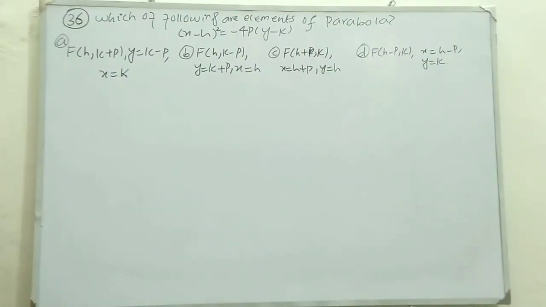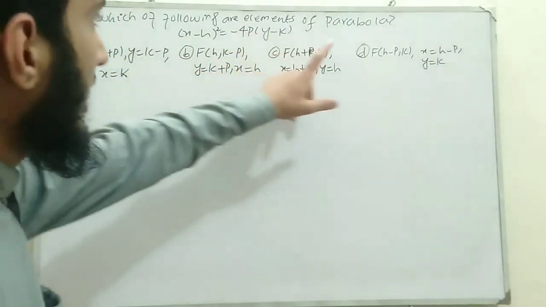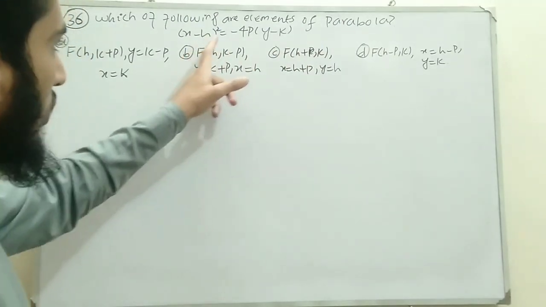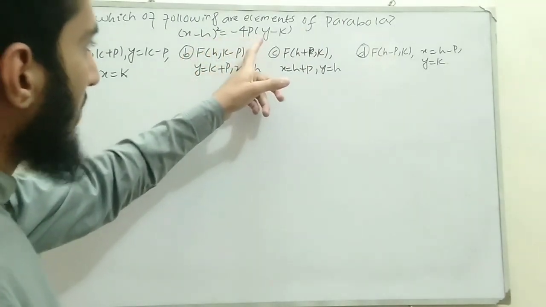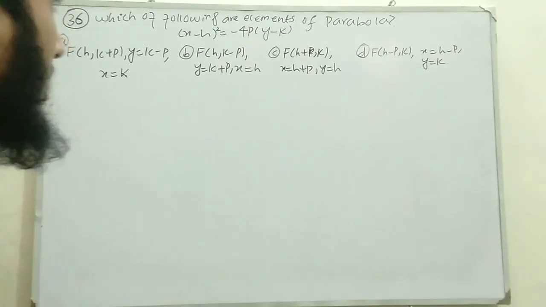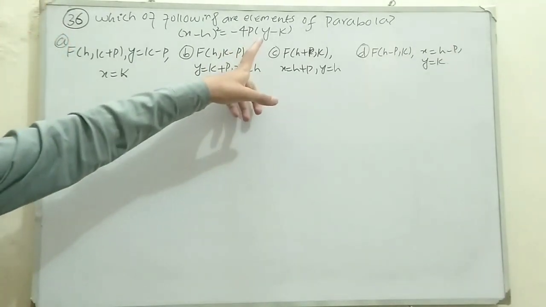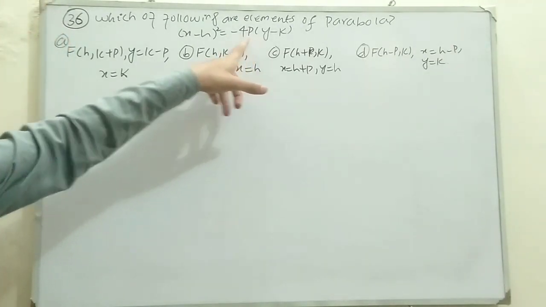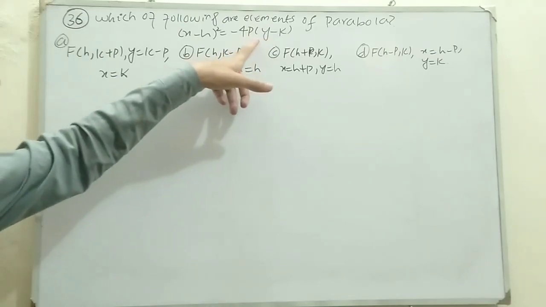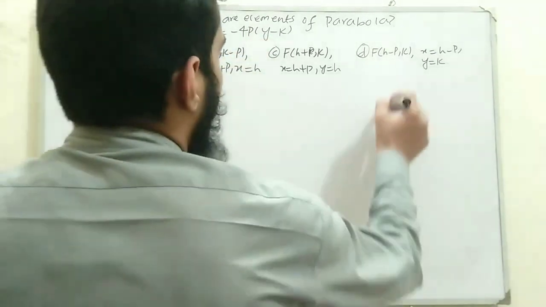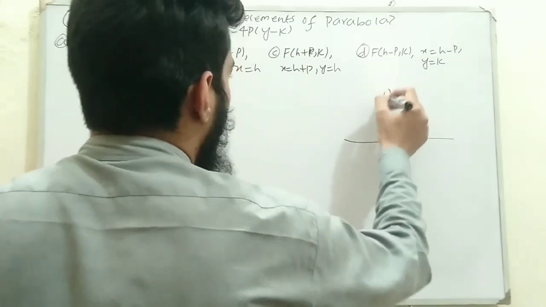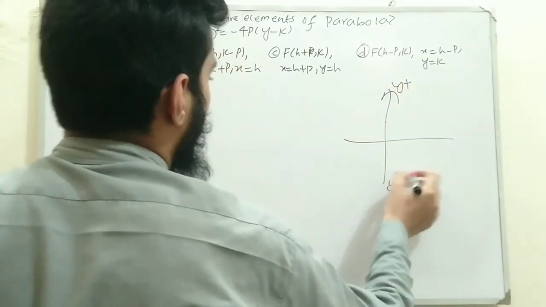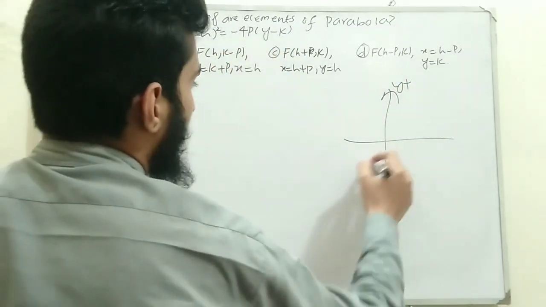Now move toward MCQ number 36. Which of the following are the elements of the parabola x minus h whole square is equal to negative 4p multiplied by y minus k? Four options are given. Remember, this parabola is along the y-axis. We will look at the right hand side, negative 4p. Here it is the y-axis, which means that the parabola is along the positive or negative y-axis. But here it is negative, so the parabola will tend toward the negative y-axis.